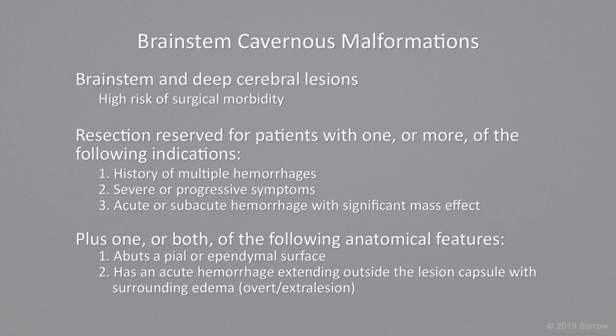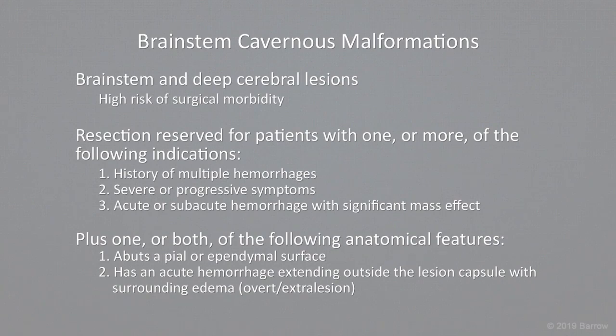1. A history of multiple hemorrhages from the cavernous malformation. 2. Severe or progressive neurological symptoms. 3. Acute or subacute hemorrhage with significant mass effect pressing on these eloquent structures.